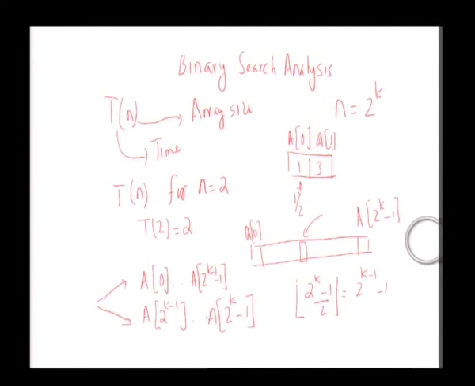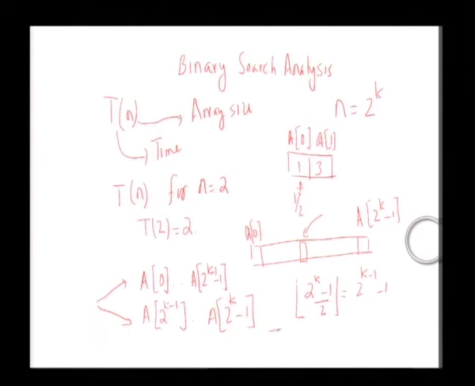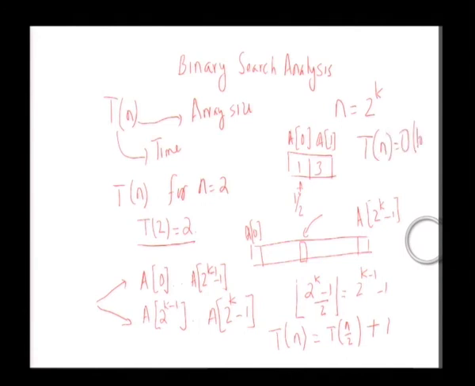We can encode this using the following recurrence, which is T of n is T of n by 2, the time taken to search for the key in an array of size n by 2, plus 1, and the boundary condition is given by T of 2 is equal to 2, and the solution for this recurrence is T of n is order of log n.